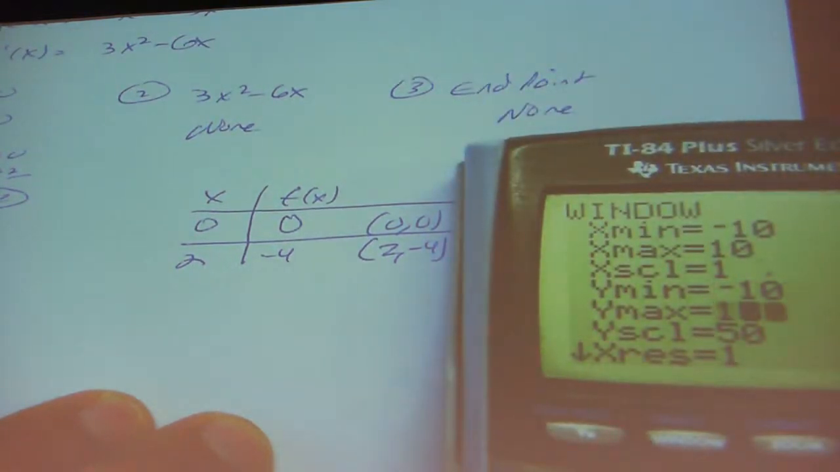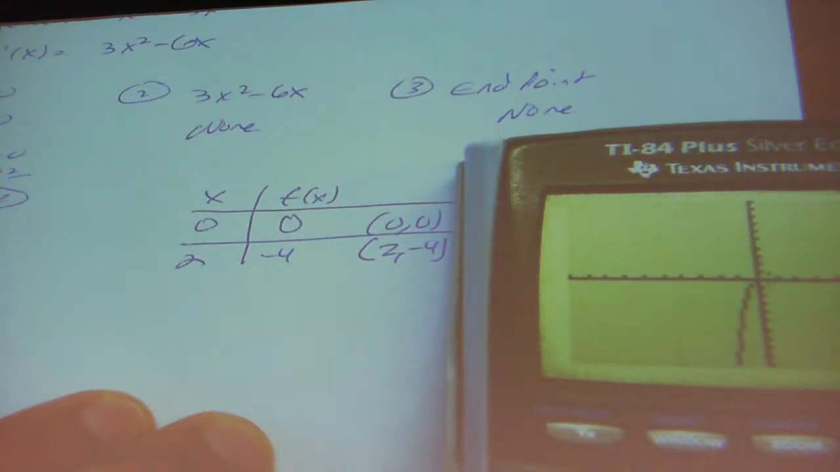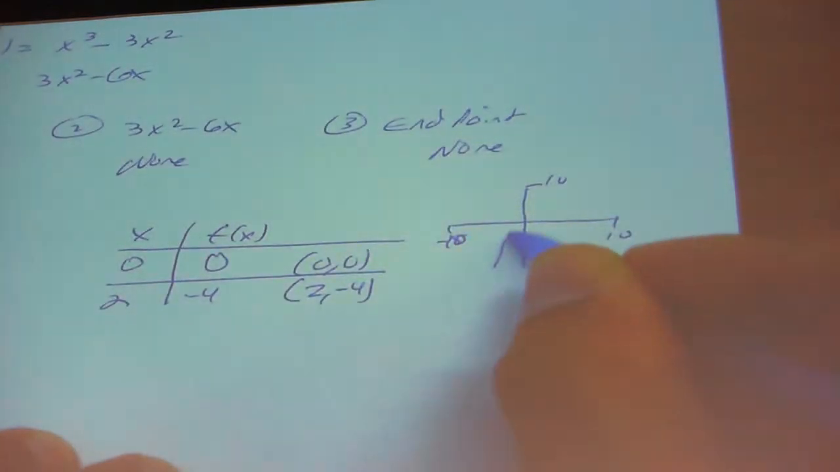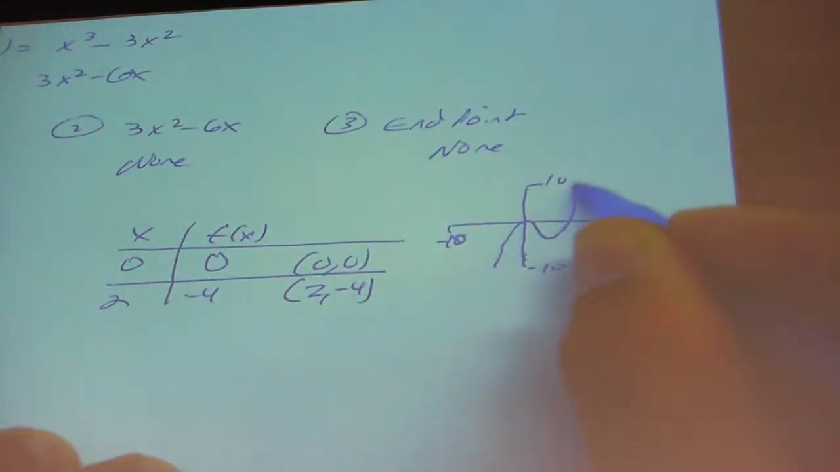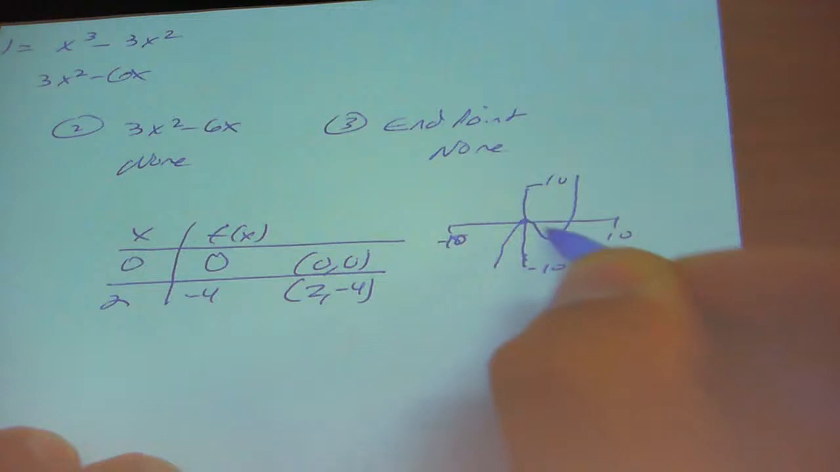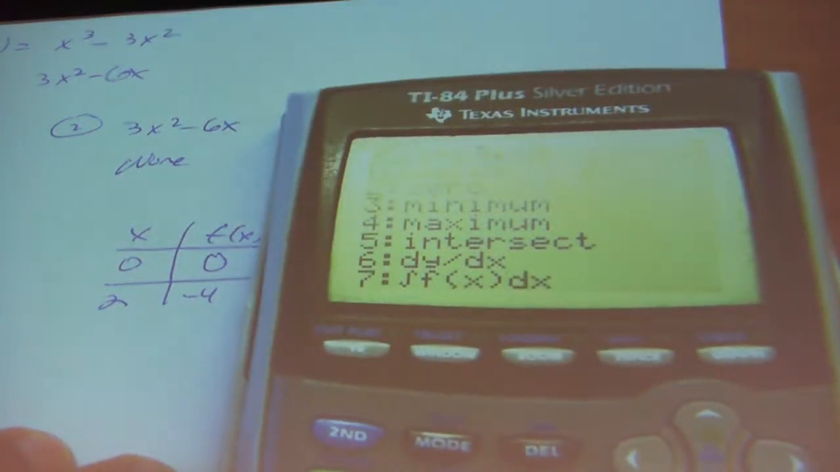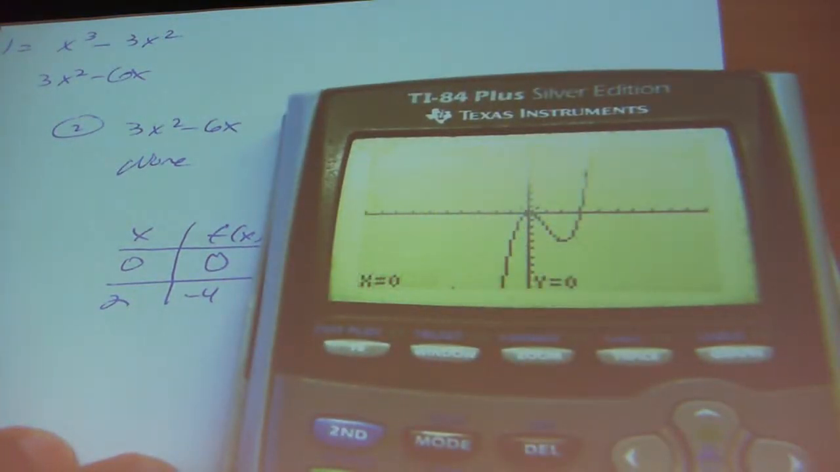Negative 10 to 10, counting by ones. We see our original graph going up, down, and up again. At (0, 0) and at (2, -4), we can see what's going on. So if I go to my graph, second trace, number 1 for value 0.